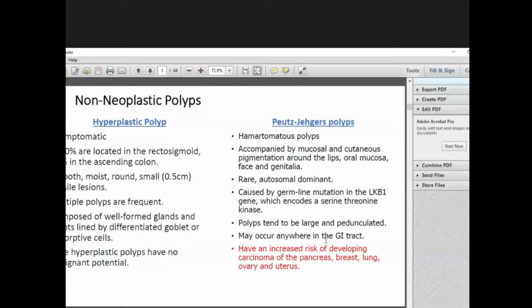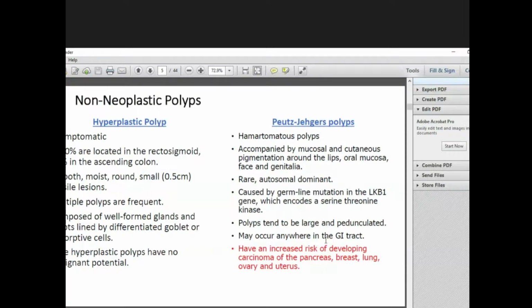Multiple polyps can be seen with hyperplastic polyps, and under the microscope you see well-formed glands and crypts lined by differentiated goblet or absorptive cells. So they are absolutely normal, just more in number, and they don't have any malignant potential. Pure hyperplastic polyps don't have malignant potential. They are just small polyps. They are asymptomatic, but sometimes they may have symptoms of altered bowel habits, and sometimes bleeding per rectum.